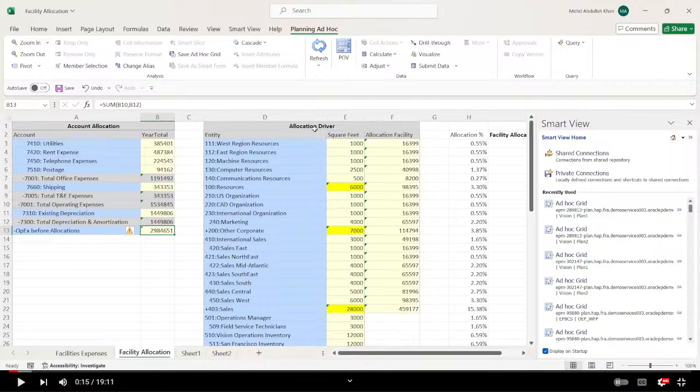Here, for example, you can see I have all the expenses right here: 7410 utilities, rent expenses, telephone expenses, and postage. I have shipping expenses and operating expenses. These are all operating expenses, and then I have depreciation and amortization.